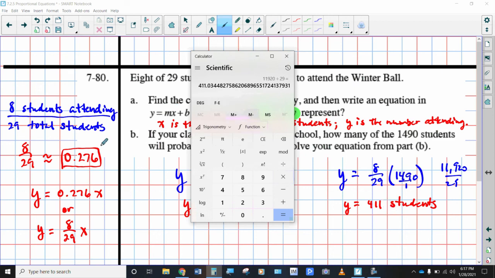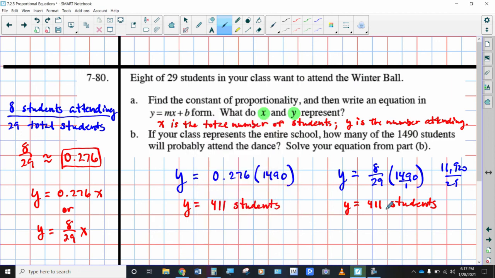Okay, so notice that the decimal answer before was like 0.24 or something like that. That's because we rounded this up. So all of our answers with the decimal variation of our slope ratio or of our constant of proportionality or of our unit rate, whatever you want to call it, this is going to be a little bit more than the actual answer. But in this case, it ended up not really affecting it because both of those answers rounded off to 411 students.